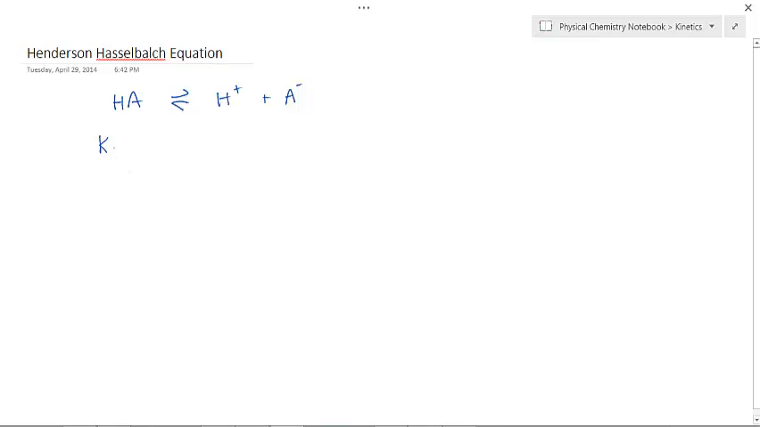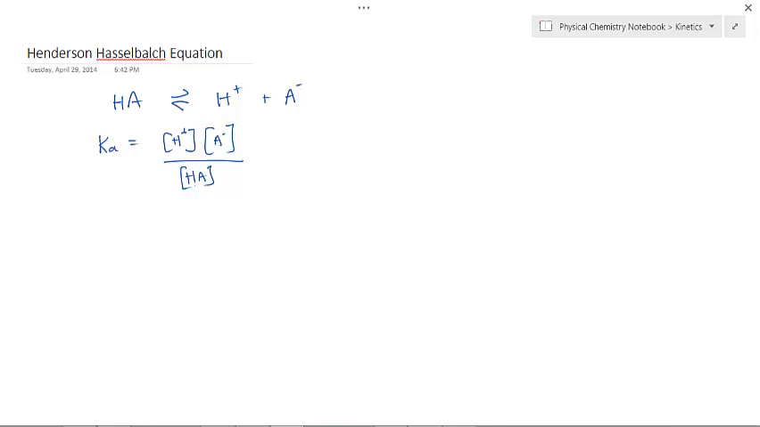And the equilibrium constant for this reaction is the products over the reactants, which is the concentration of H plus times the concentration of A minus, so the conjugate base, divided by the concentration of the acid. And you can look at that and go, okay, that gives me the equilibrium constant.